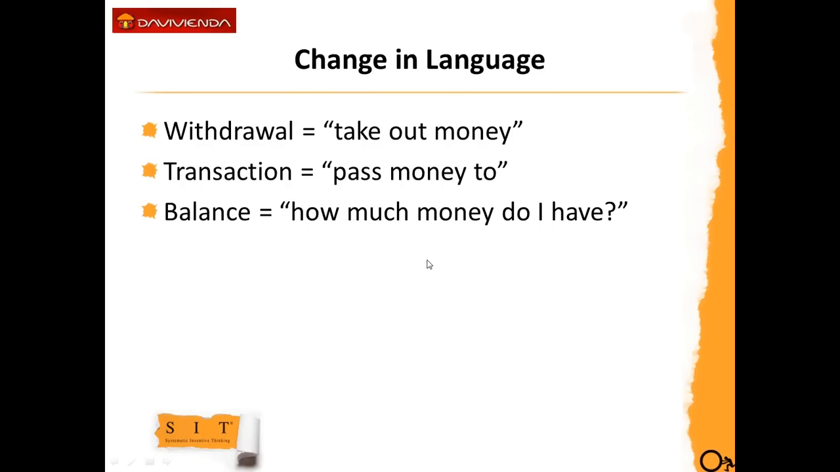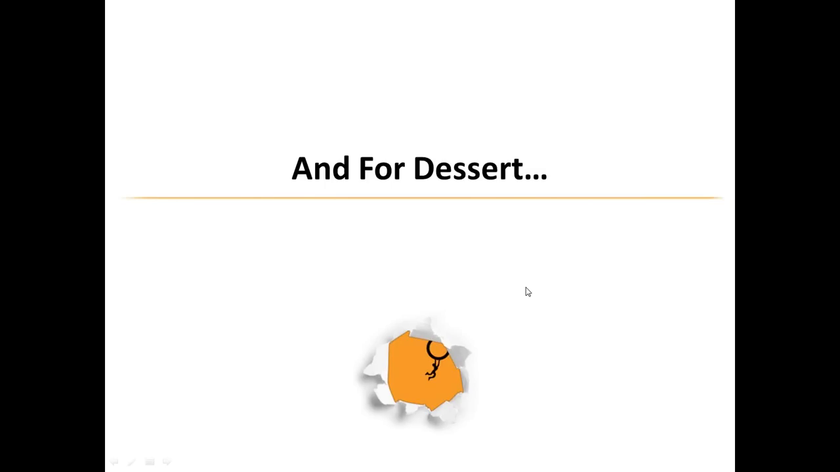And here as well, I was saying earlier about the language that they've changed. So they said, what would happen if we didn't use the standard banking language, which I imagine for many people is really daunting and sounds very frightening because it sounds very professional. So instead of withdrawal, they said take out money. Instead of transaction, pass money to. Balance, how much money do I have? So really simplifying the language and enabling more people to connect to these services.